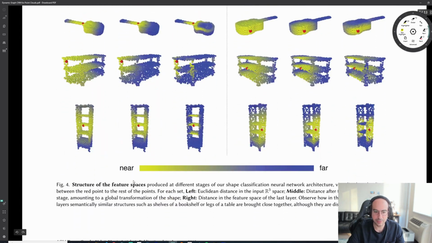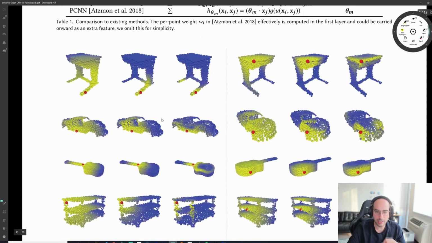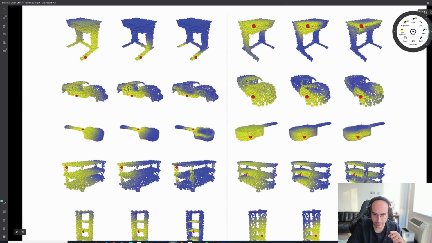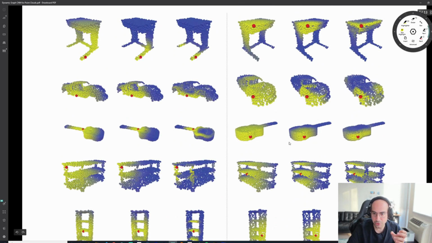And you can sort of see how this works, right? So here: the structure of the feature space produced at different stages of our shape classification, visualized as the distance between the red point and the rest of the points. Here, for example, we're not learning anything. We're just taking the Euclidean distance between a point and another point to figure out where to classify it. So in this case, this is equally close to all of these, so it's going to classify all of these as the same, because here k is equal to 2, right? However, after going through a machine learning model, the features become a lot more meaningful.